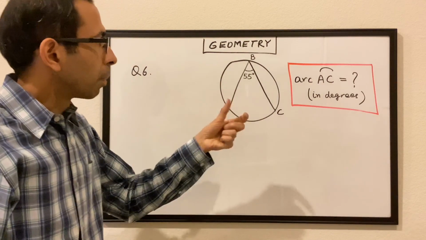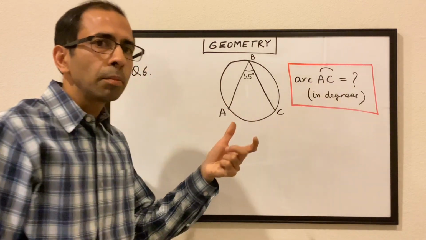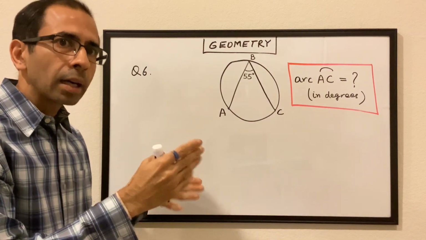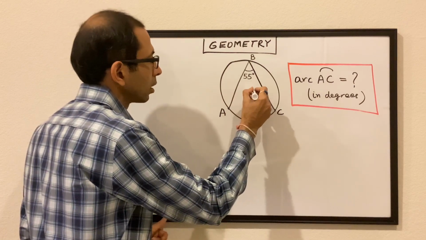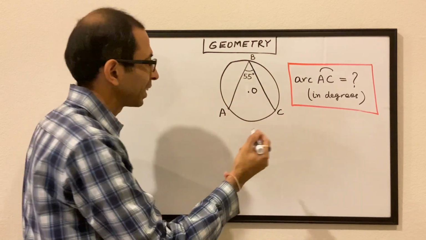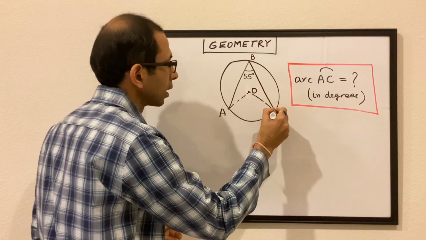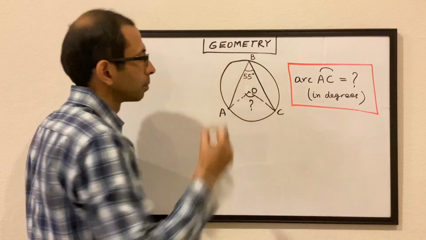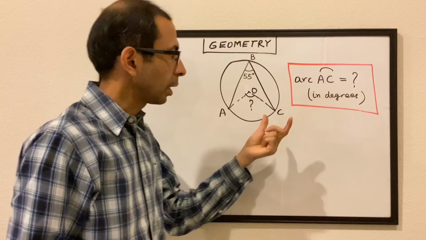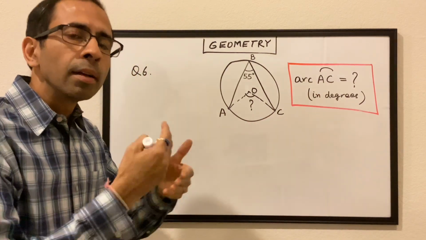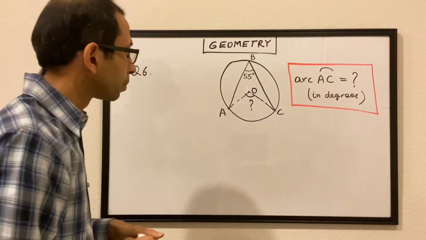Okay, but what is the meaning of this arc AC in terms of degrees? It is nothing but the angle which any arc makes at the center of the circle. So let's say that O is the center of the circle. So basically they are asking the measure of this angle, right? Somebody is asking the measure of arc AC, right? It is nothing but the measure of the angle which that arc makes at the center of the circle.